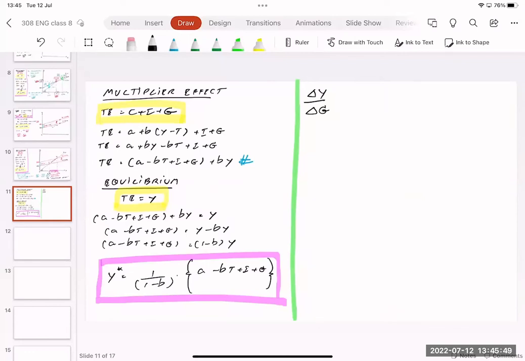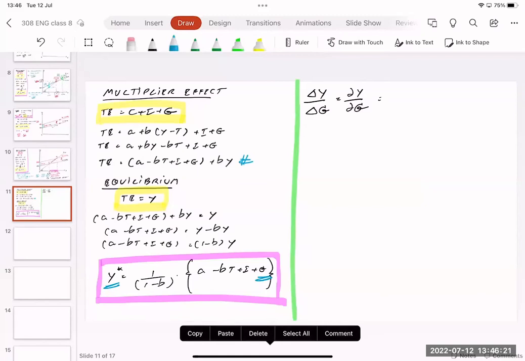If the government spends more, how is GDP going to increase in multiple ways? Delta Y over delta G. For the mathematics, basic calculus, delta is like a derivative, a partial derivative of Y with respect to G. This is from high school math 1. You do the partial derivative of Y with respect to G, what do you get?